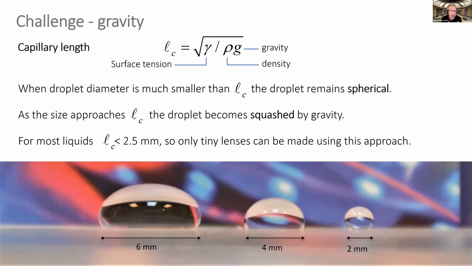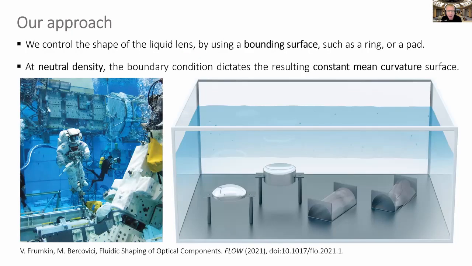This is governed by the capillary length, which is the ratio of surface tension to body forces. The typical number for liquids at room temperature is about 2 millimeters. So up to 2 millimeters, nice and spherical. Beyond that, it's not very useful. And so the way we solve this is by getting rid of gravity.